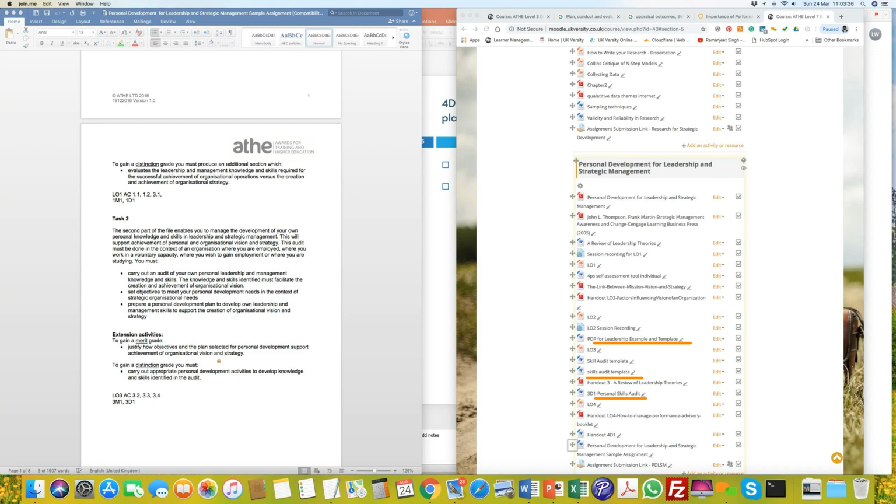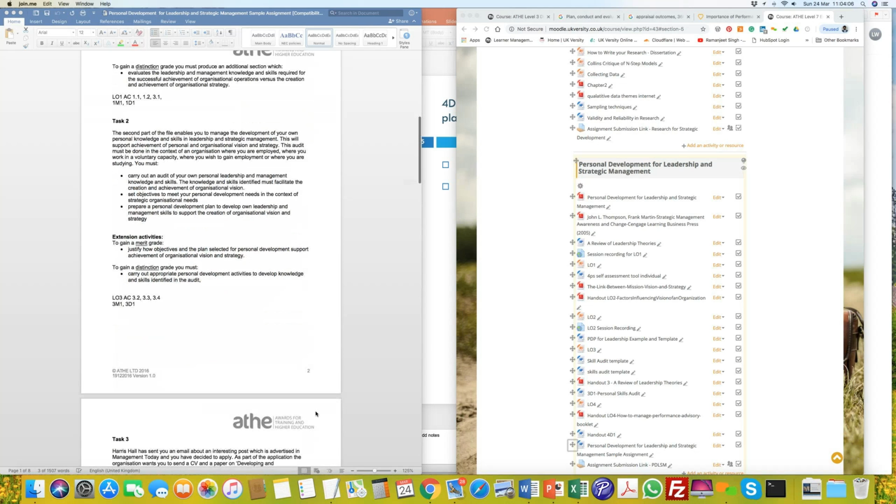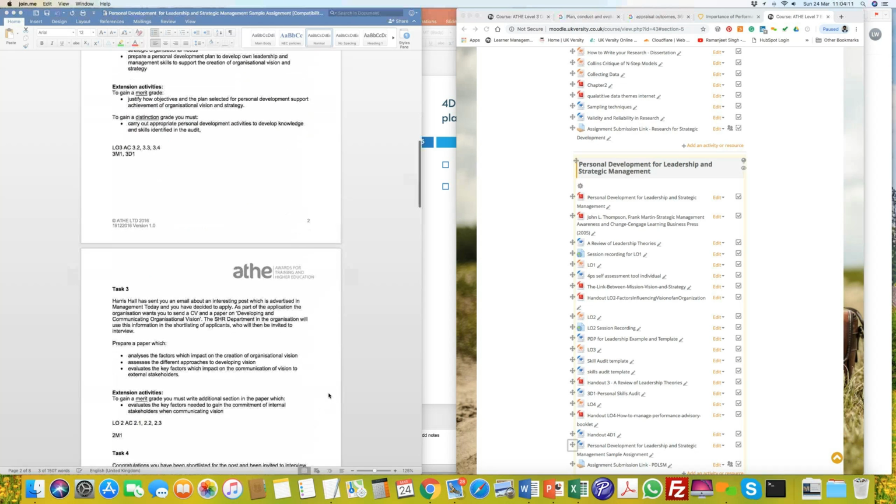The extension activities focus on setting clear objectives. You have to show how your objectives are matching the organizational vision and strategy. So maybe take an example of a business that you work in or your own company, and you say how you are working towards setting objectives for yourself, which allow you to also help achieve objectives of the organization. And then the distinction activity is asking you to carry out the activities which you identified in the skills audit as development activities, and you have to put some timelines and activities to it to be able to say that this is how I'll go and achieve it.